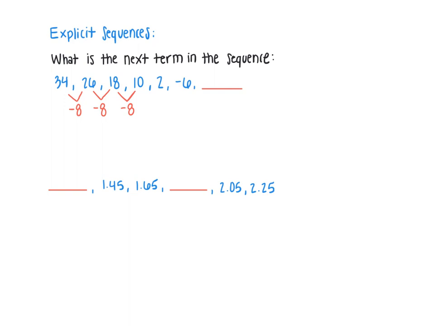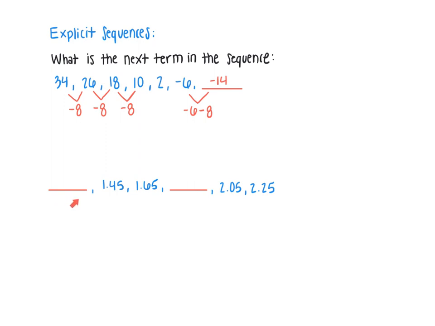So if I use this rule, I know that whatever the next term in my sequence is, it's got to be 8 less than negative 6. So negative 6 minus 8, which gives me negative 14. Let's try another problem that's missing 2 terms.